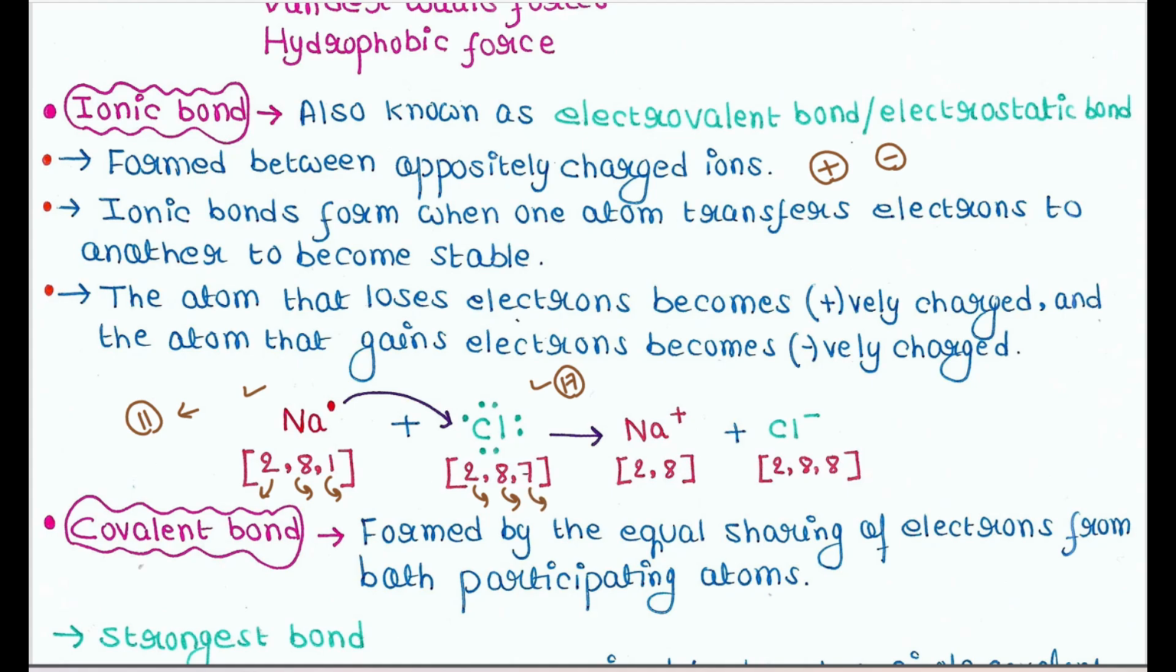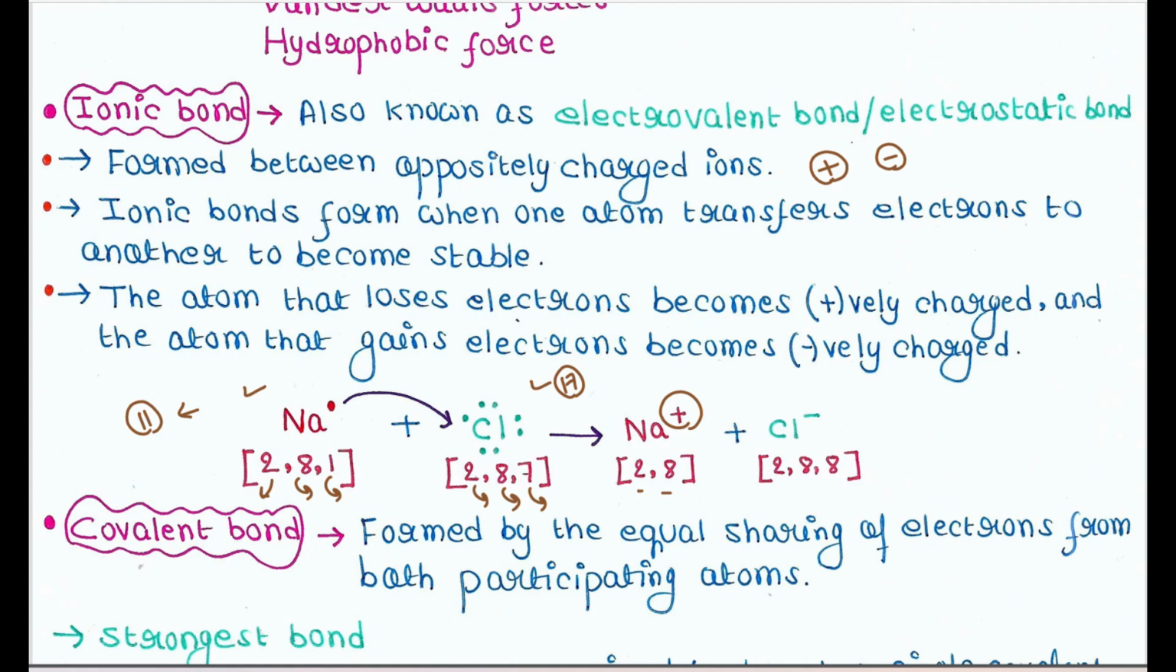That means the last shell of sodium and the last shell of chlorine, they are not stable. To get stable, they should have 8 electrons or 0. So the sodium atom will lose 1 electron from the third shell and now it becomes 2 and 8, that means positively charged ion since it lost 1 electron and now it has only 10 electrons.